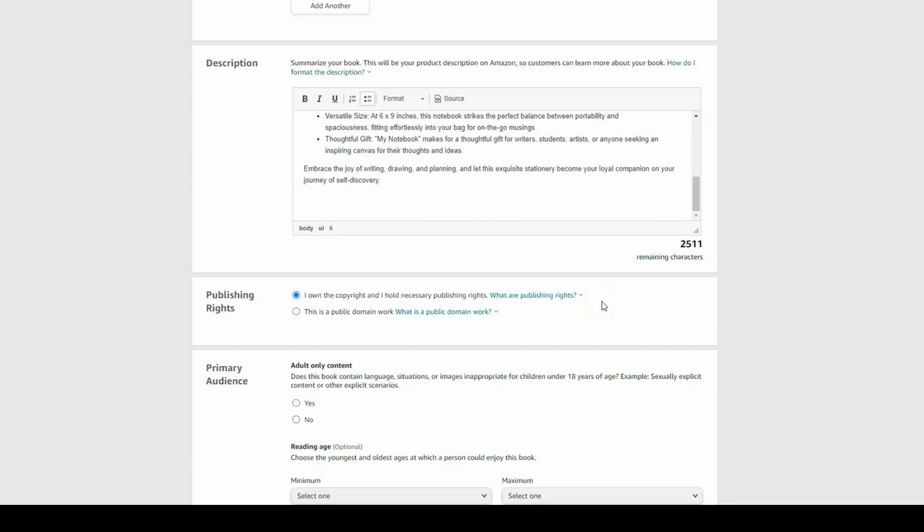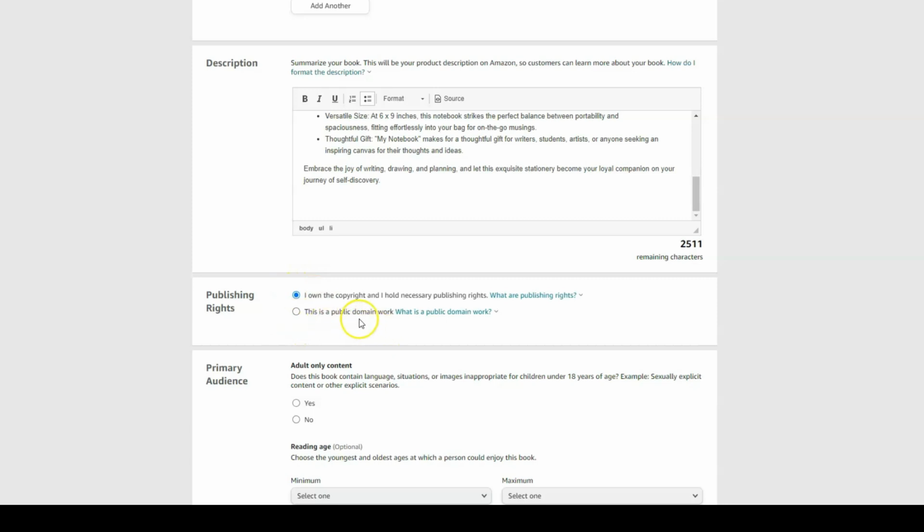In this case, we're using a cover on the notebook that I have created myself by taking a photo with my iPhone. So there are no problems there. I can use this. I have the copyright, and always click this one here if you're just creating a normal low content book or a written book or any non-fiction fiction book. This is the one that you have to tick.